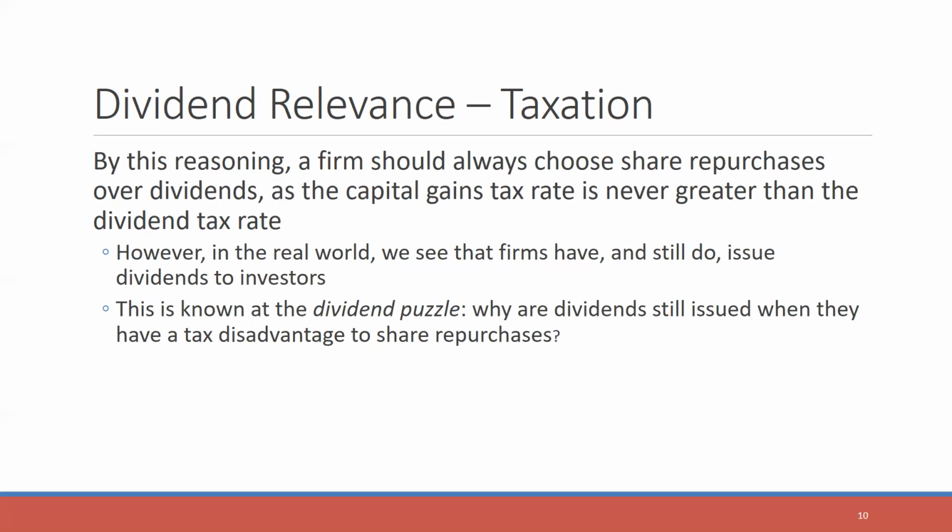Dividend relevance. By this reasoning, a firm should always choose share repurchases over dividends, as the capital gain tax rate is never greater than the dividend tax rate. However, in the real world, we see that firms have and still do issue dividends to investors. This is known as the dividend puzzle. Why are dividends still issued when they have a tax disadvantage relative to share repurchases? So we think of this as the dividend puzzle.